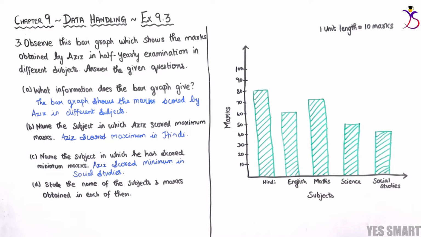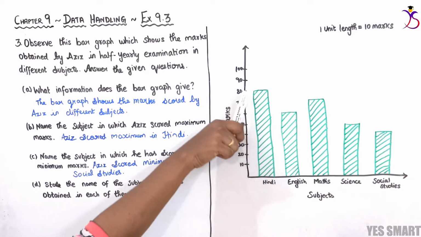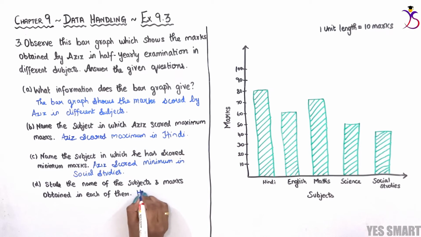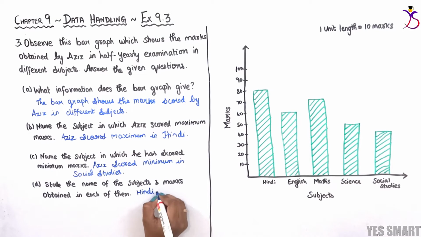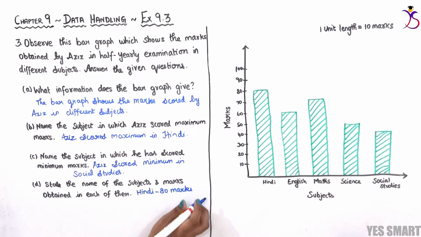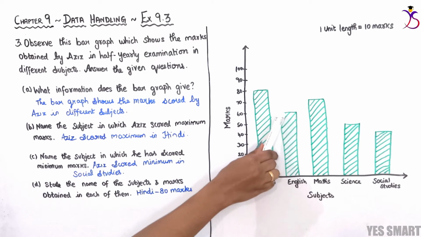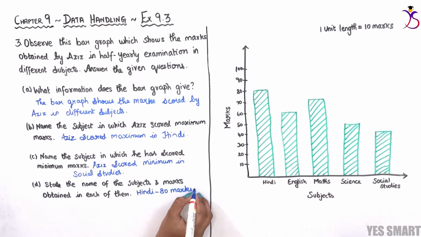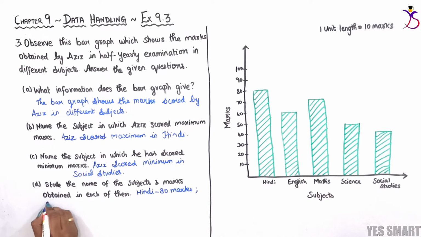The last subdivision: state the name of the subjects and marks obtained in each of them. So they are asking us to write the marks he has scored against each subject. Let's start with Hindi. Hindi, the bar graph touches the value 80. So for Hindi, it is 80 marks. And for English, the bar graph touches the value 60. So it is 60 marks.